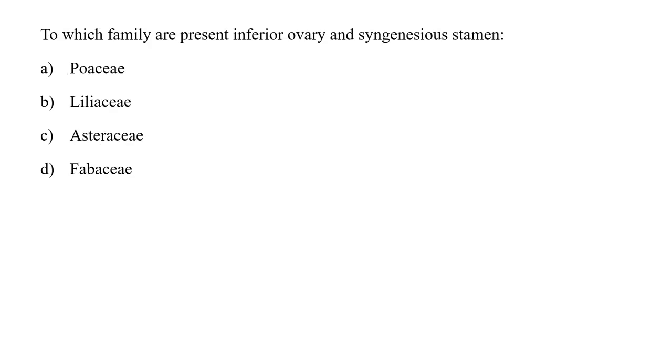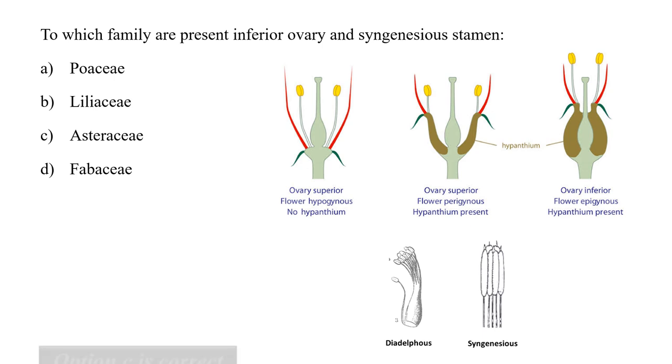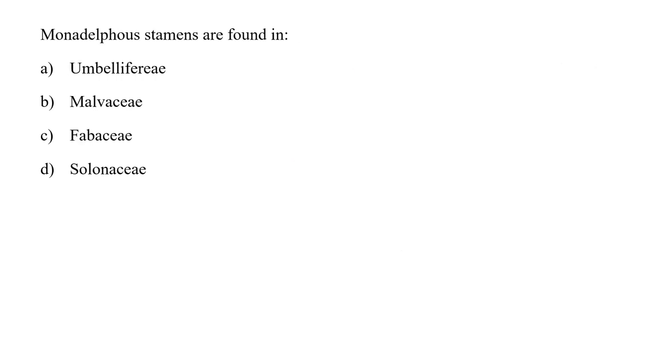To which family are the inferior ovary and syngenesious stamens present? Poaceae, Liliaceae, Asteraceae or Fabaceae? If you can see in the diagram, a thalamus with the inferior ovary and the flower above is an epigynous condition, while if the anthers are fused and the filaments are free, such a condition is called syngenesious. Both of these conditions are found in the Asteraceae. So option C is the correct answer.